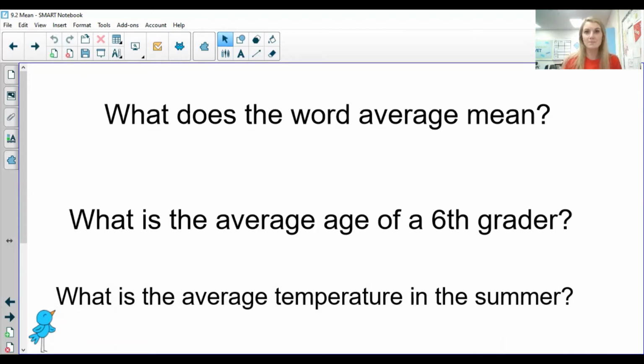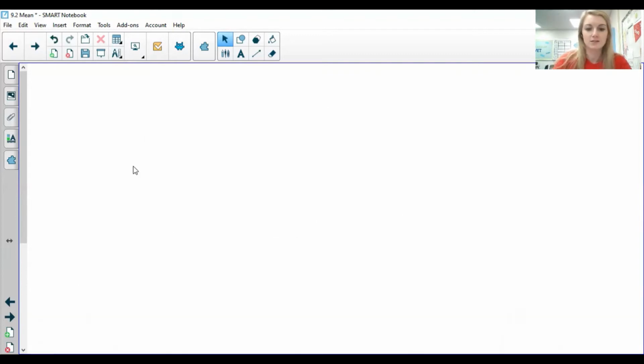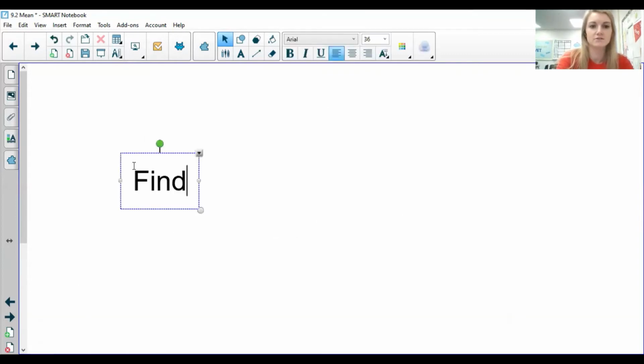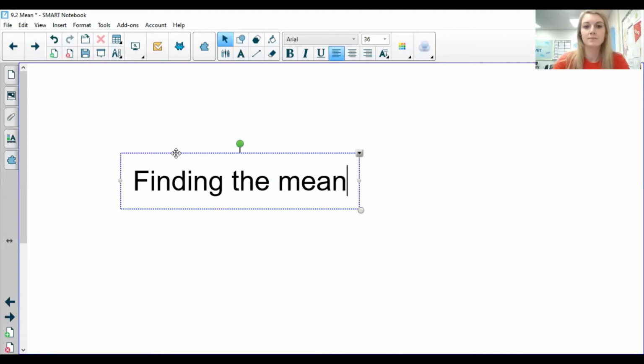And there's actually a mathematical way to calculate what that average is going to be. We call that finding the mean. It's just like it sounds, finding the mean. The word mean tells us that we are going to be finding the average. And there's a mathematical formula, a way to do this to find out exactly what that average temperature is going to be.